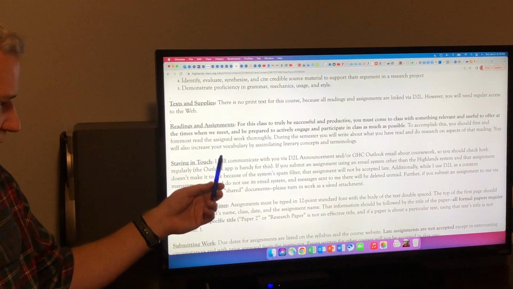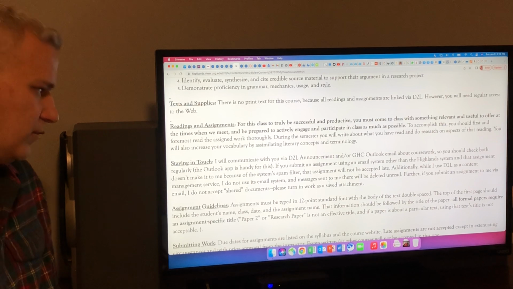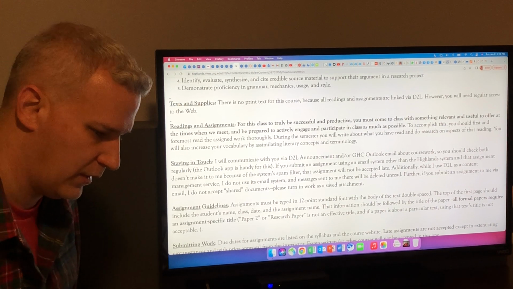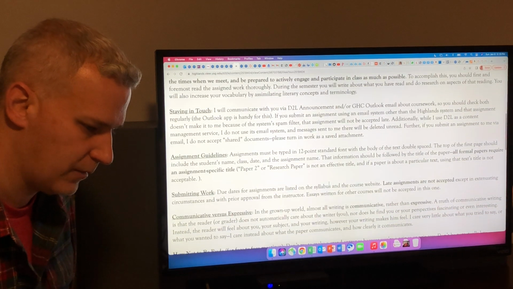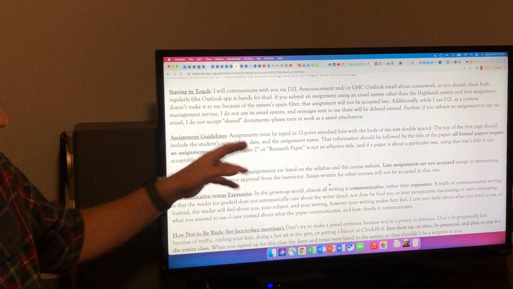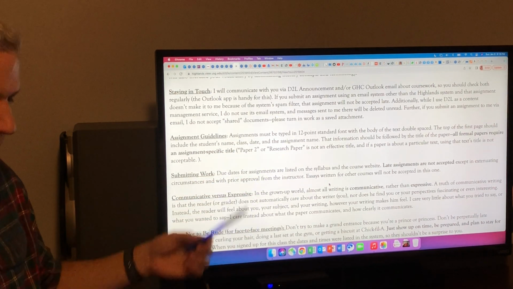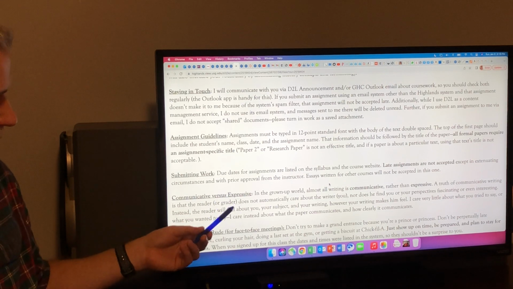Again, you'd read the assigned work thoroughly, and that should give you what you need to respond to the assignments, whether they're exams or research papers or whatever. The basic assignment guidelines: assignments must be typed in 12-point standard font with the body of the text double-spaced when you turn in work. This is what it should look like.